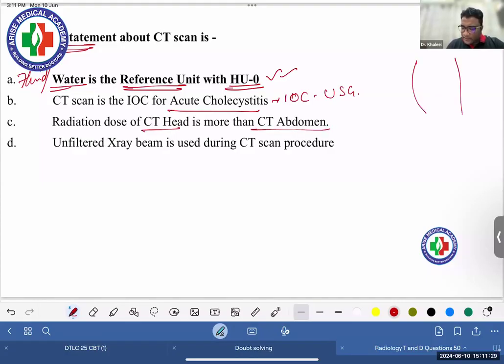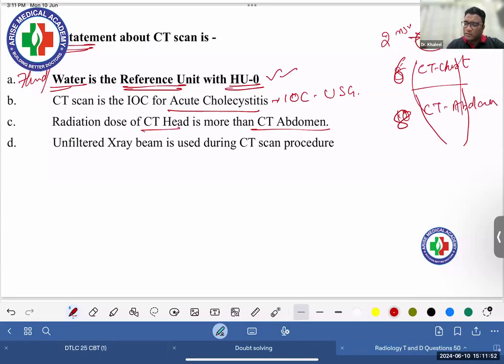When you look at the head, the chest and the abdomen, the head has a small area. So this has a radiation dose of about 2 millisievert. Chest and abdomen, the abdomen is a big area. So CT chest is around 6 millisievert and CT abdomen is around 8 millisievert. And I told you that the surface area is less, so you'll have fewer slices going through the head and more slices going through the abdomen. So obviously the radiation dose of the abdomen will be more, not less. So he said CT head is more. This is a false statement, right?